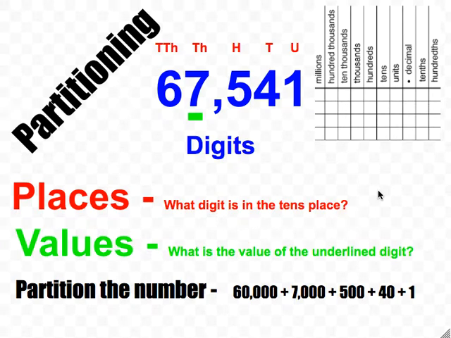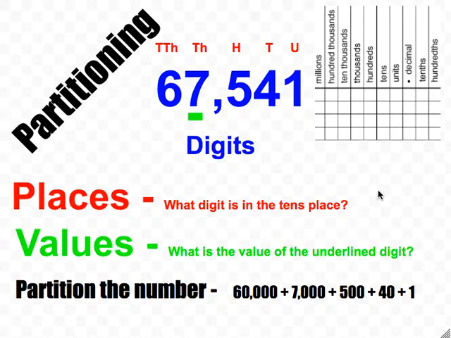And this is a presentation about partitioning. Partitioning is the basis for our understanding of place value. All of the maths that we do today is really based on this concept, and basically it means breaking numbers into different parts. Let's look at some of the key concepts and key vocabulary connected with partitioning.